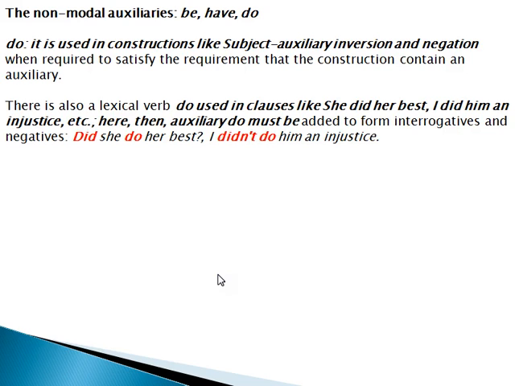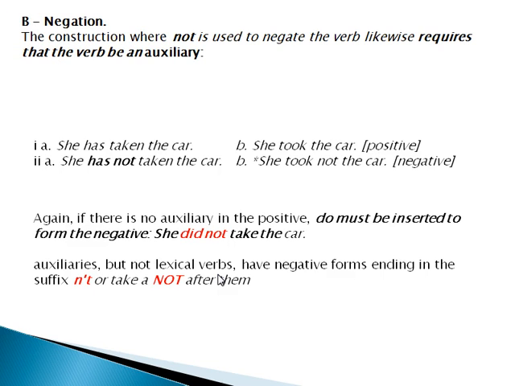The non-modals be, have, and do have to be dealt with by now. So if it's not be, have, and do, they are modals. If they are modals, or if they are auxiliaries, they receive not and they are inverted. And this is the point.